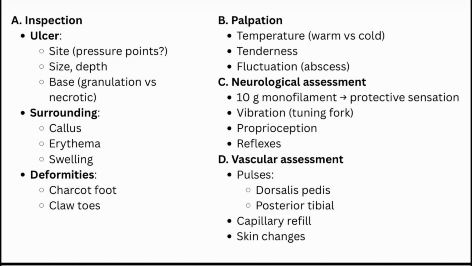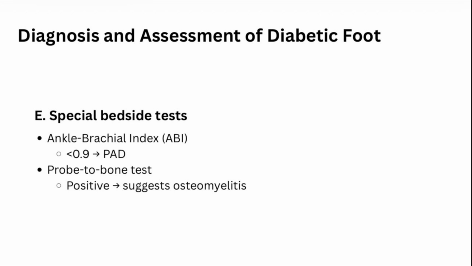We palpate peripheral pulses, including the dorsalis pedis and posterior tibial arteries. We assess capillary refill, and we look for skin changes, such as pallor, hair loss, or shiny skin. These findings help identify peripheral arterial disease. Now, moving to special bedside tests.